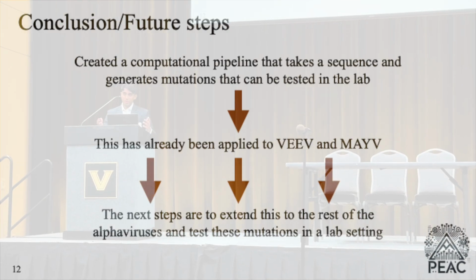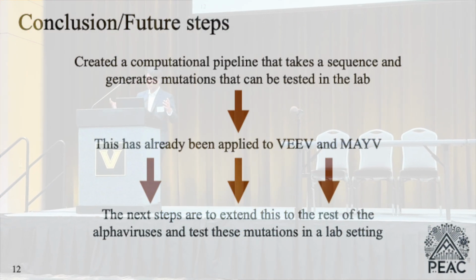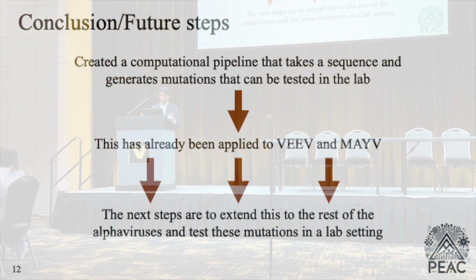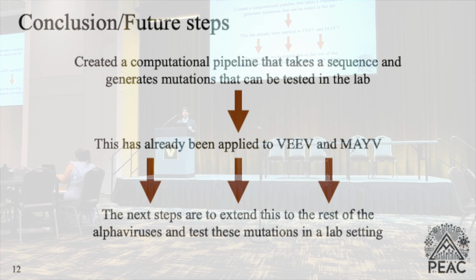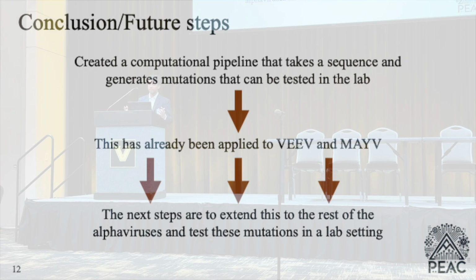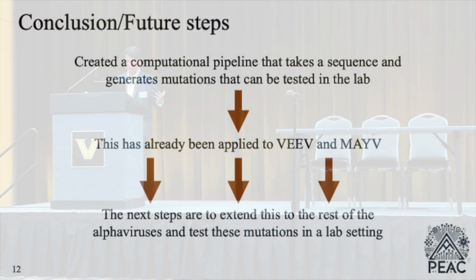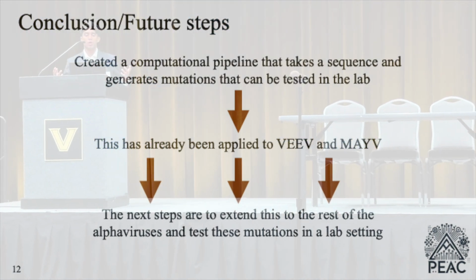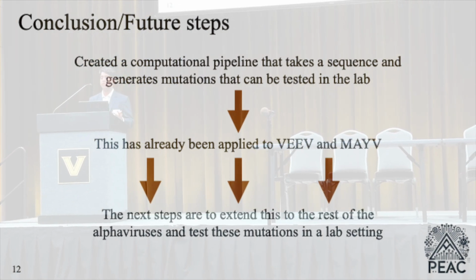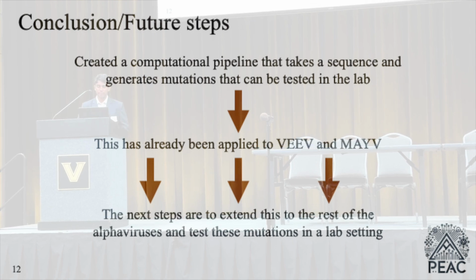Now, let's just take a quick recap. We've basically created a computational pipeline that takes a sequence, converts it to PDB, and generates mutations that we can actually go into lab and test. We've already applied this to VIV and MAV, as you've seen in my presentation. Our next steps for this are to extend this to the rest of the alphaviruses, and test these mutations in a more lab setting.